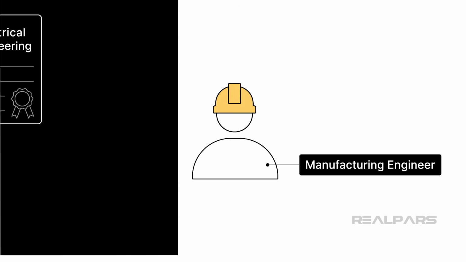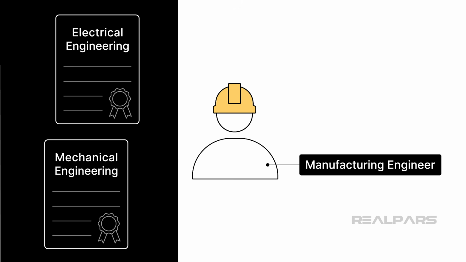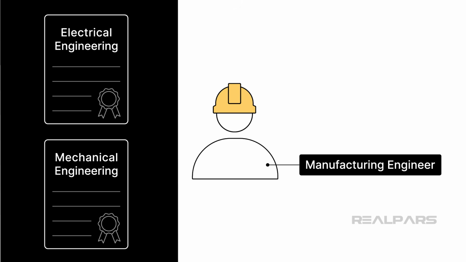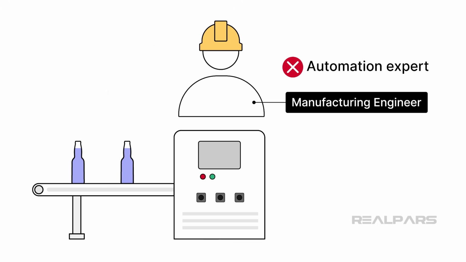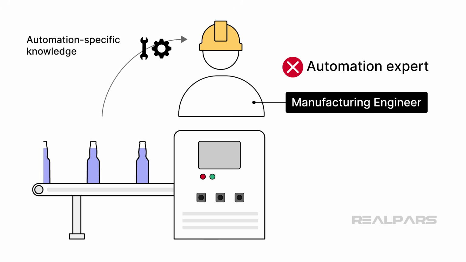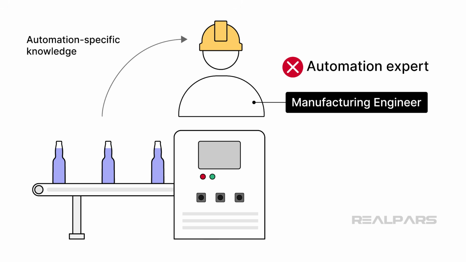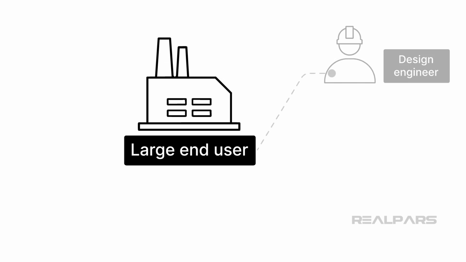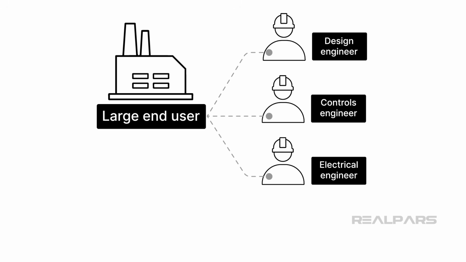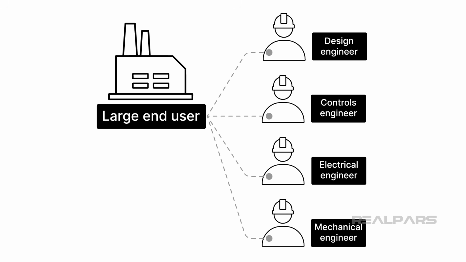Many manufacturing engineers have a degree in electrical or mechanical engineering. Although most manufacturing engineers are not automation experts, they will pick up a lot of automation-specific knowledge on the job or through training. Large end users often employ their own design, controls, electrical, and mechanical engineers as well.